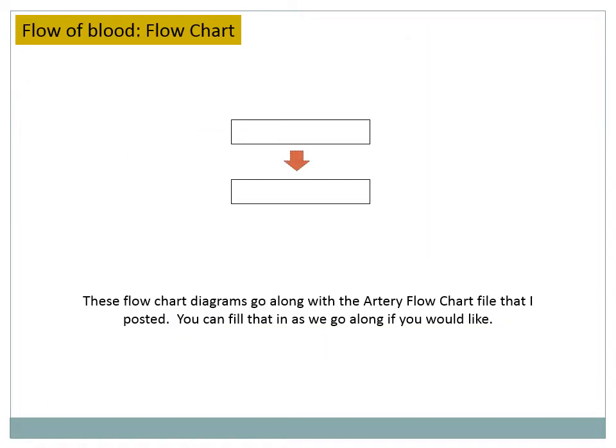So there is a flow chart called the artery flow chart that is on Moodle. So if you would go ahead and download it, you can start filling this in. It's nice to print it out and maybe put a transparency sheet over the top of it and fill it in. That way you can practice with it. But this is going to follow that flow chart. So the first thing that we're going to take a look at is going to be the ascending aorta. And the ascending aorta is going to flow its blood into the coronary arteries.